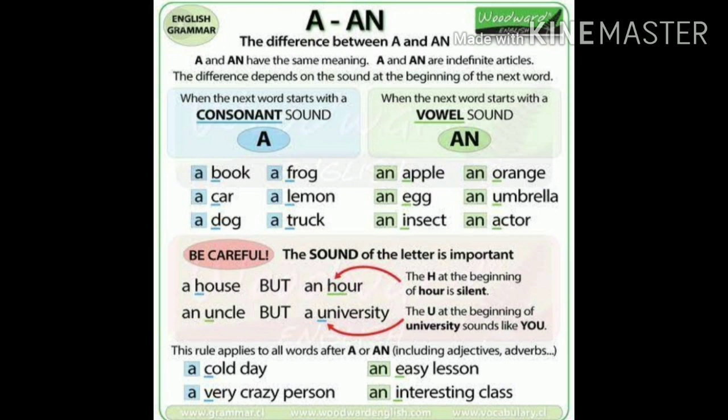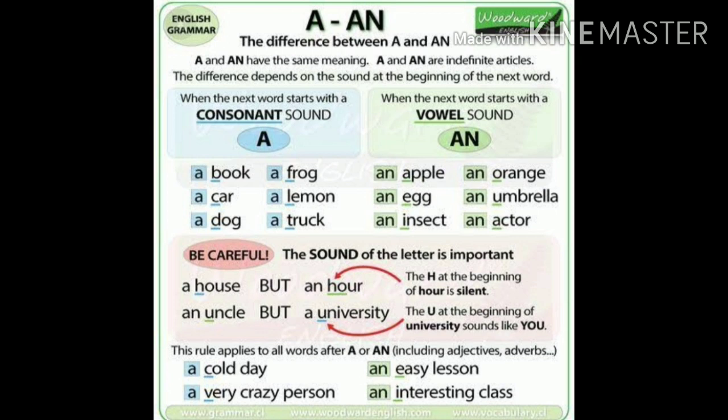Now, let us learn the difference between a and an. A and an have the same meaning. A and an are indefinite articles. The difference depends on the sound at the beginning of the next word. When the next word starts with a consonant sound, a is used. For example, a book, a frog, a car, a lemon, a dog, a truck. When the next word starts with a vowel sound, an is used. For example, an apple, an orange, an egg, an umbrella, an insect, an actor.